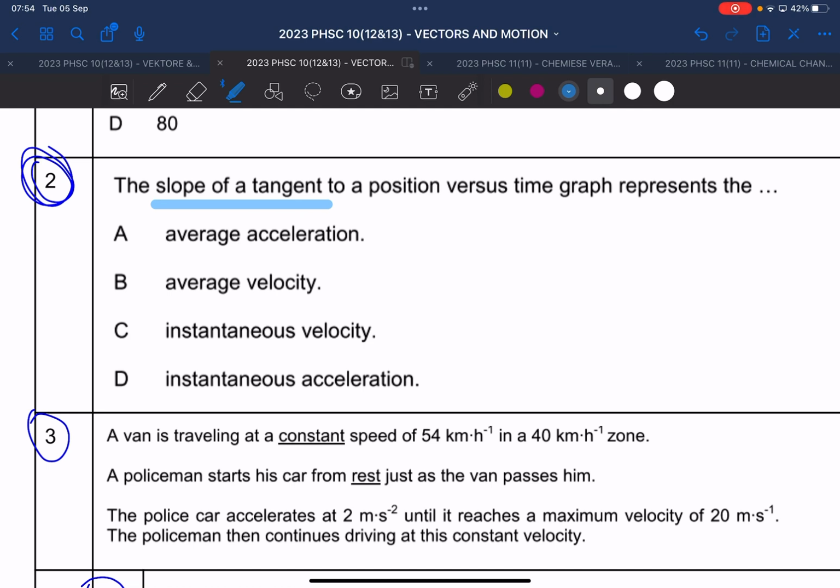Yes, Kali? The tangent is like a line that almost touches the ground. Okay, so mooi. In Afrikaans it is 'n raaklyn. What do you call it in?